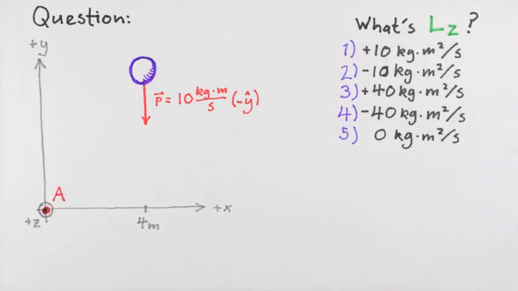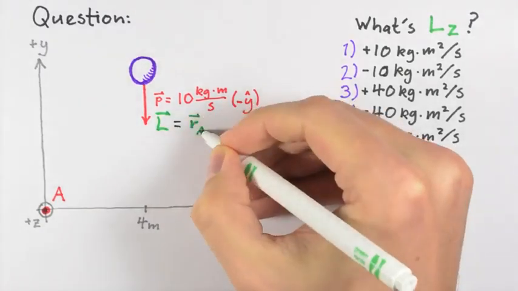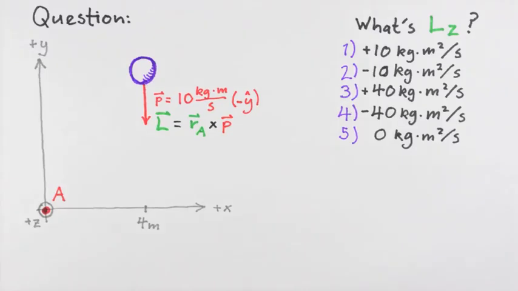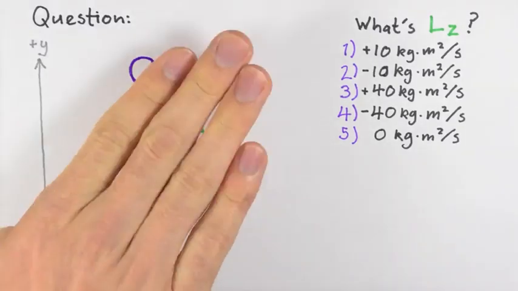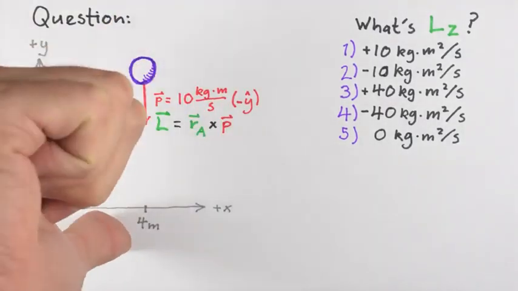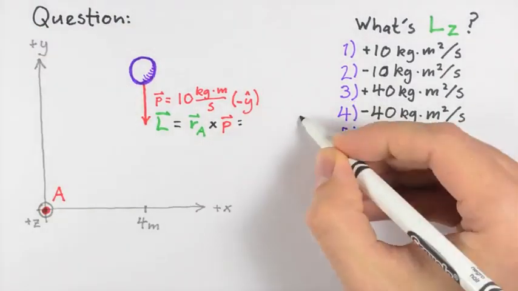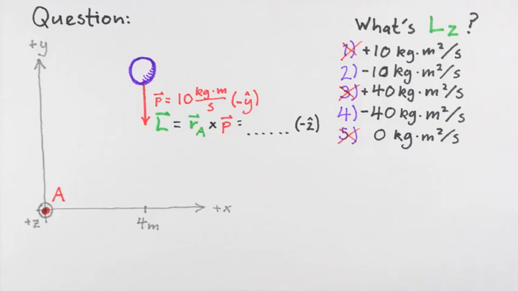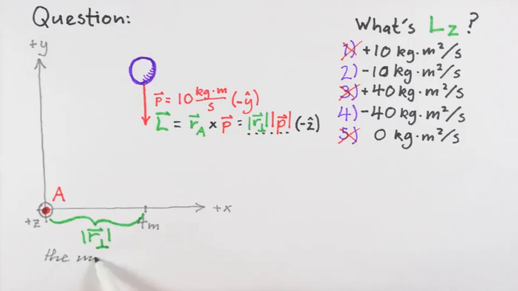Let's compute the angular momentum r sub a cross p for this example. First, using the right-hand rule, we see that the direction of the angular momentum is into the screen, in the minus z direction, so that we can rule out all answers that are non-negative. Now, the magnitude of the angular momentum can be found by recognizing that the moment arm, r perp, can be read off directly. It's 4 meters.